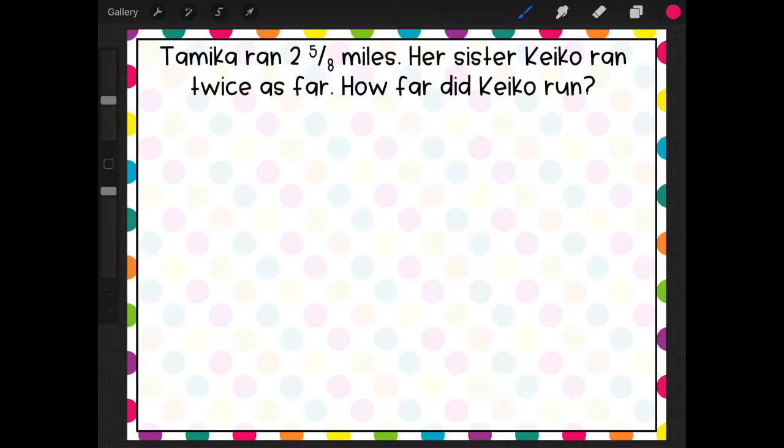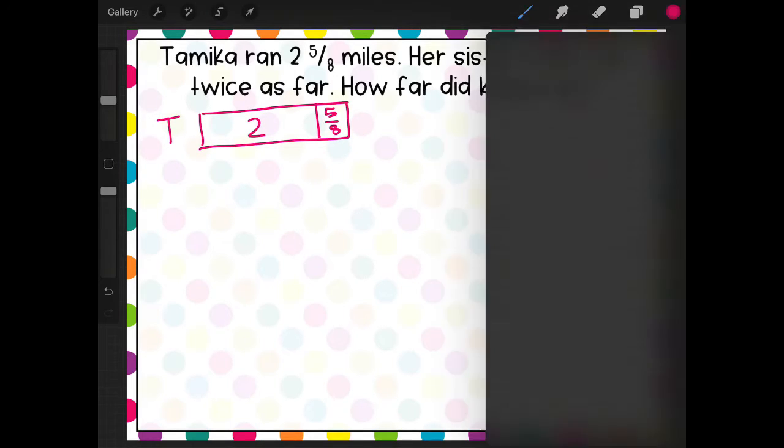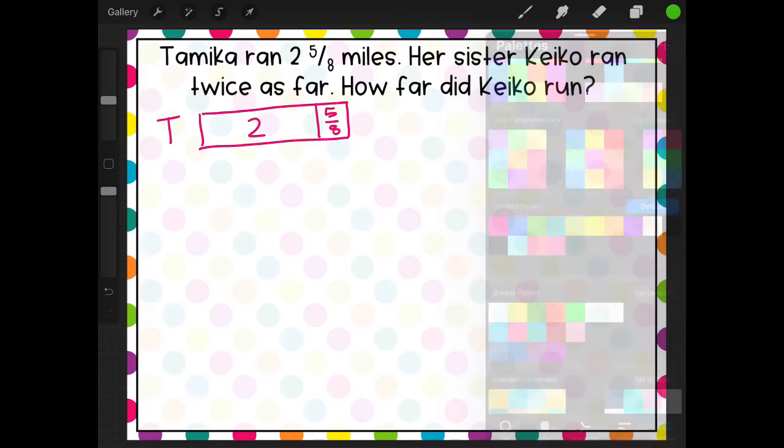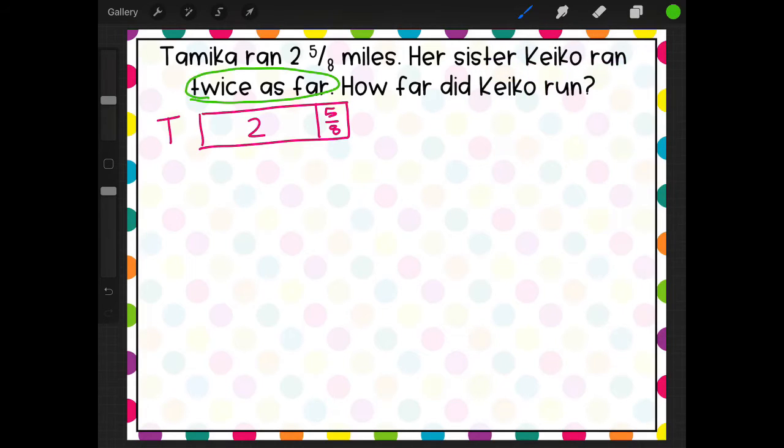So I'm going to start off by drawing what I think Tamika's should look like. So I know she ran 2 5/8 miles. So I'm going to draw a tape diagram, and here I'm going to say that this part represents 2 and this part represents 5/8. Now, I'm looking at this phrase here that says twice as far. 2 times as many means multiply by 2.